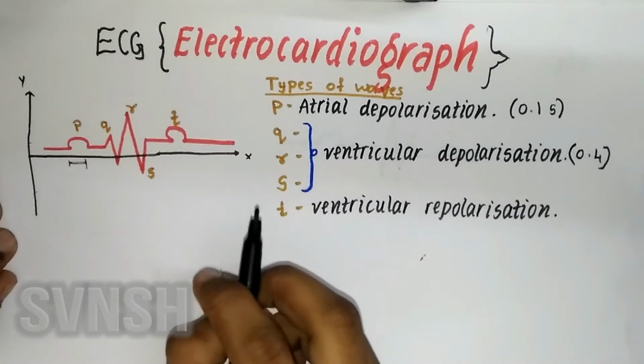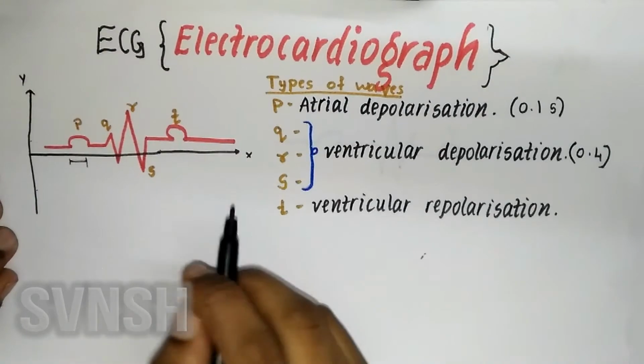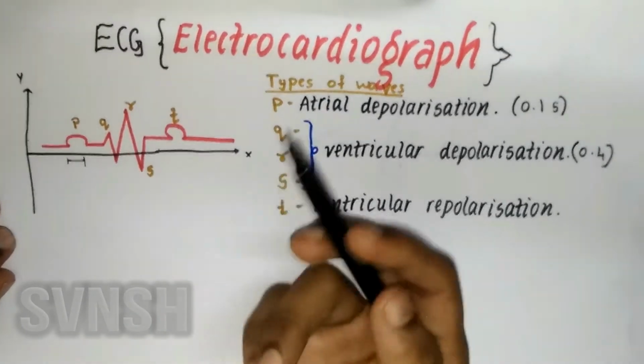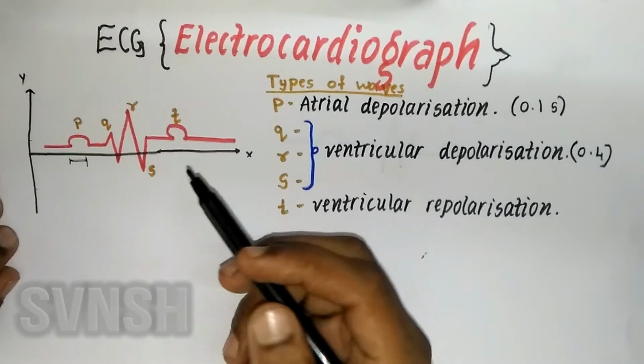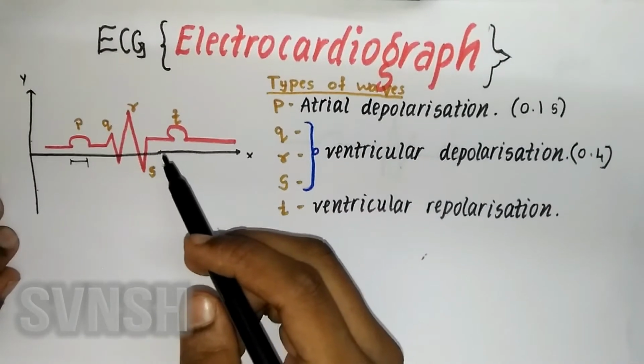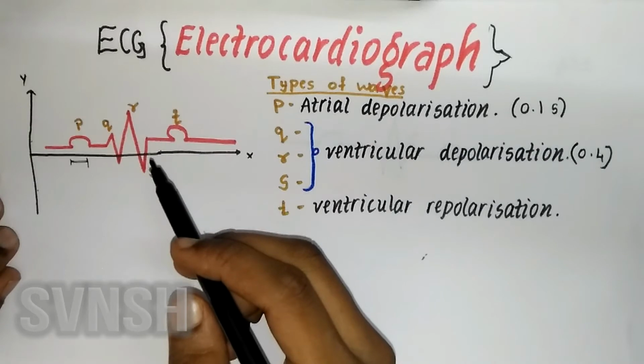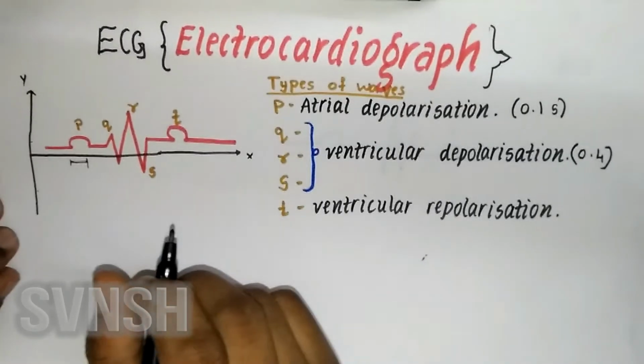A block in either the right or the left branch delays the depolarization of the ventricle supplied by the blocked bundle, resulting in a prolonged QRS wave duration. It is very rare in larger animals.